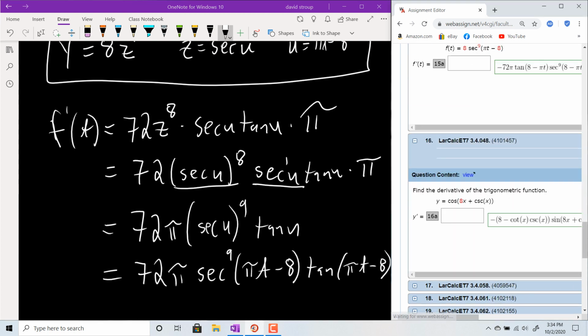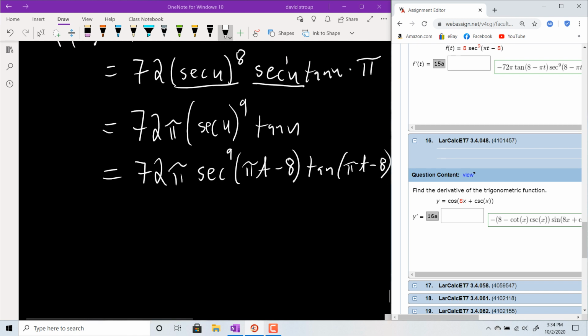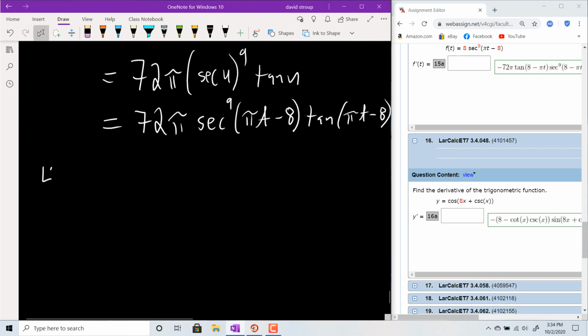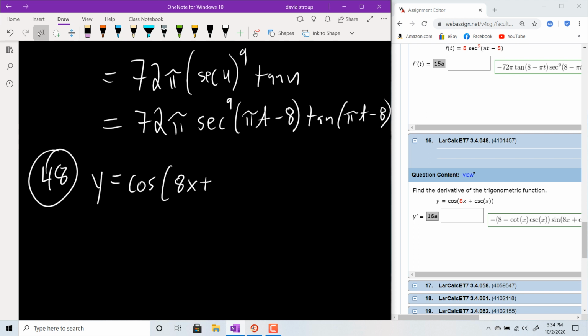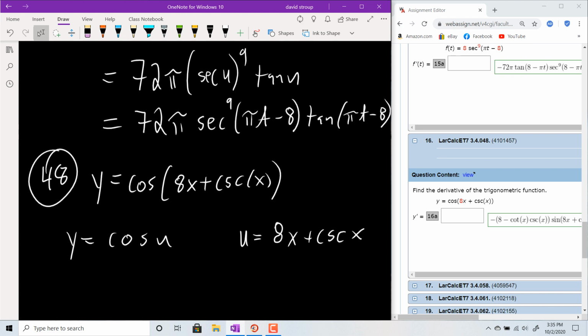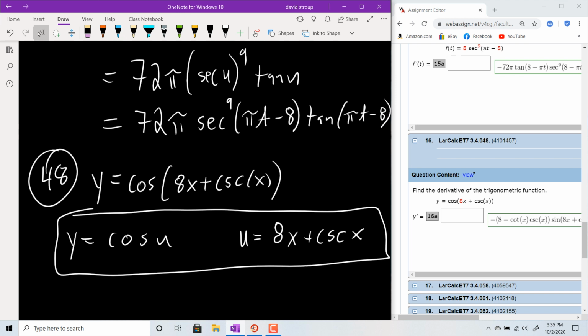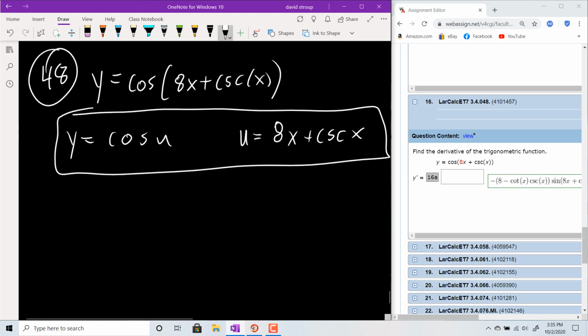I don't know if I put any that hard on there. Let's try this one. Number 48. Okay. y equals cosine of 8x plus cosecant of x. Okay, this one's a little easier. There's really only one composition here. It's the inner part in the parentheses, 8x plus cosecant x, and then the outer part, y equals cosine of u. Okay, so it really is just those two pieces, even though it looks more complicated.